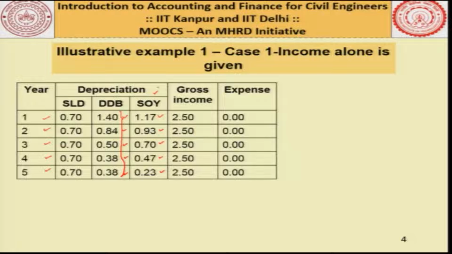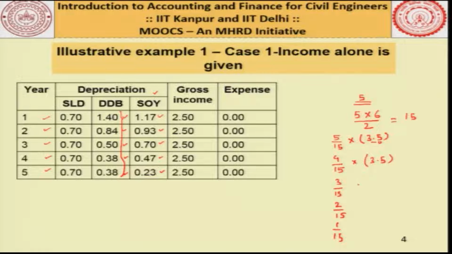Let's do it with sum of years. Life is 5 years, so the sum of years is going to be 5 into 6 by 2, which is 15. The first year, my asset is going to depreciate by 5 by 15. Next year, it is going to be 4 by 15, then 3 by 15, 2 by 15 and 1 by 15. So, the first year the depreciation is going to be 5 by 15 of 3.5 lakh minus 0, of course, because we do not have any salvage value. This year it is going to be 4 by 15 of 3.5, then 3 by 15 of 3.5, 2 by 15 of 3.5 and 1 by 15 of 3.5. I have already calculated it for you. It comes to 1.17 for the first year, 0.93 for the second year, 0.7 for the third year, 0.47 and 0.23 for the fifth year.